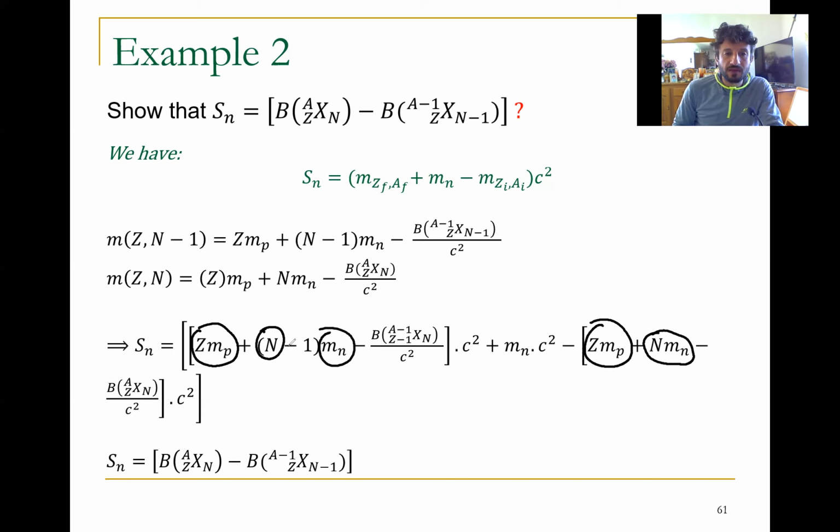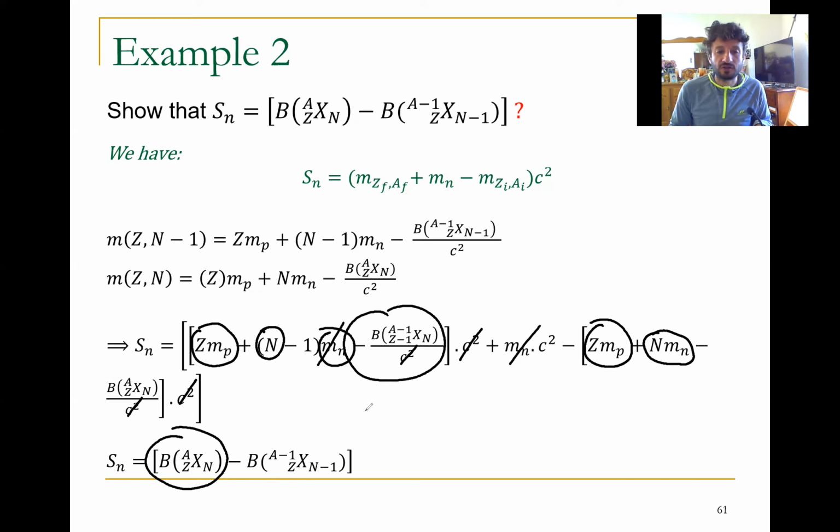Here we have minus Mn, and here we have plus Mn, times c square. So also we can cancel this term. Finally, we get the binding energy. Also here we can cancel c square and c square. Finally, we get the binding energy of the initial nucleus minus the binding energy of the final nucleus.